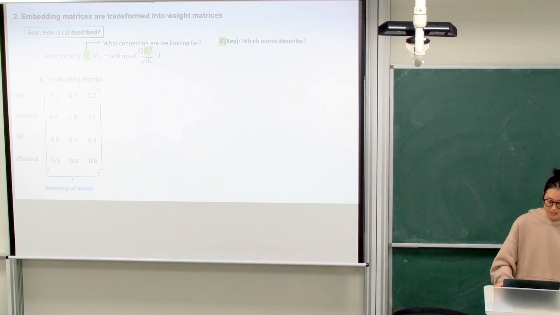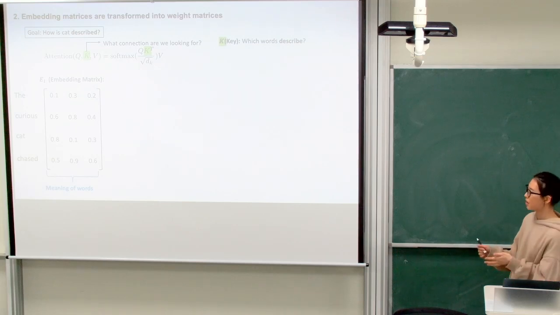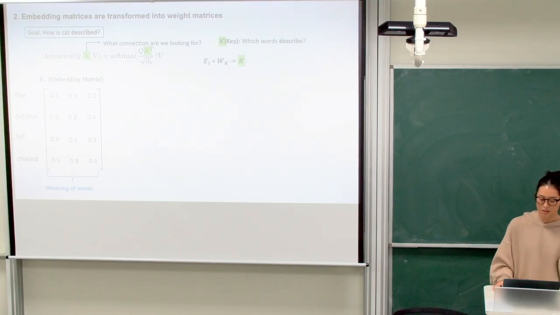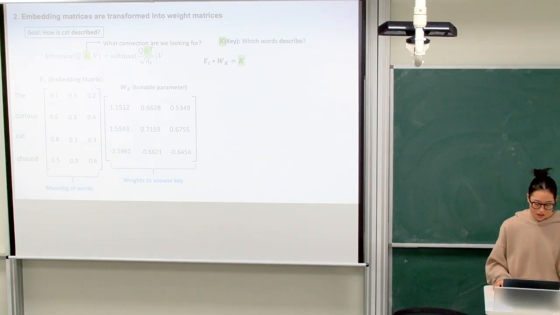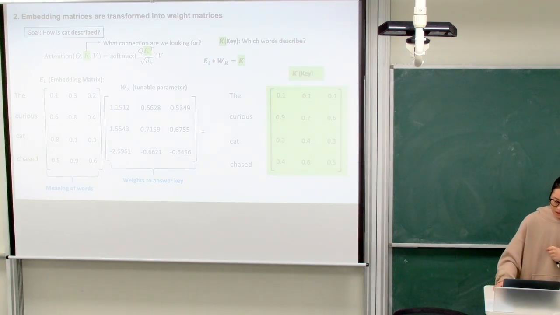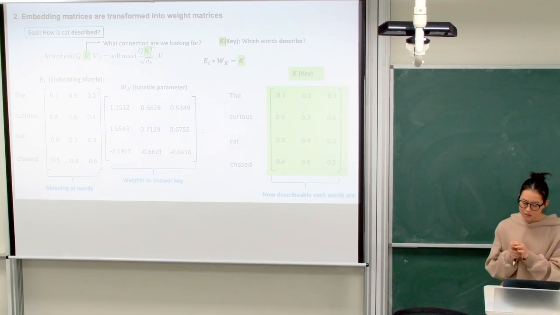K is key, and in this context, we want to ask which words describe cat. So it's obviously curious, but we can go through the same process as the query, where it has a different tunable parameter, the weight, to answer key. If we repeat this, we'll get the key matrix. And if we look at the values, the values mean how describable each word is.